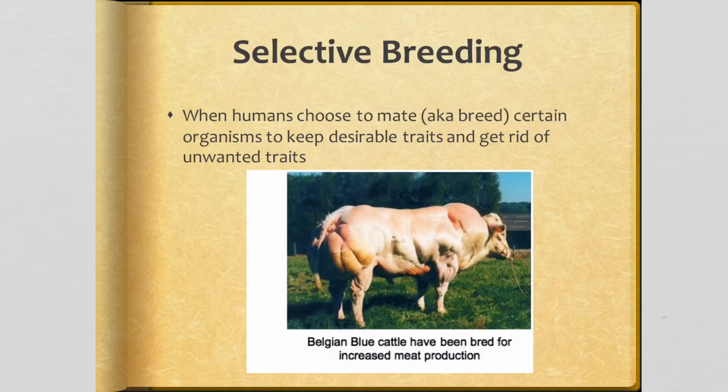And you can see an example of this cow here. This doesn't look like your typical cow. This is called a Belgian blue cow, and it's been bred specifically to have a lot of meat, so it could feed a lot of people. So this is an example of a cow that has been bred specifically to be really, really big, so it could feed a lot of people. But that's an example of selective breeding.